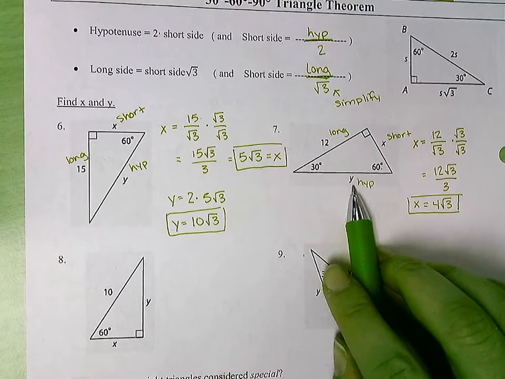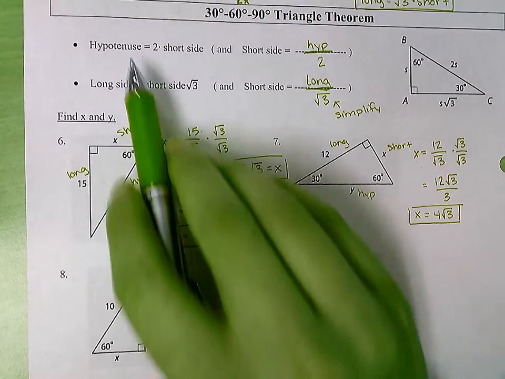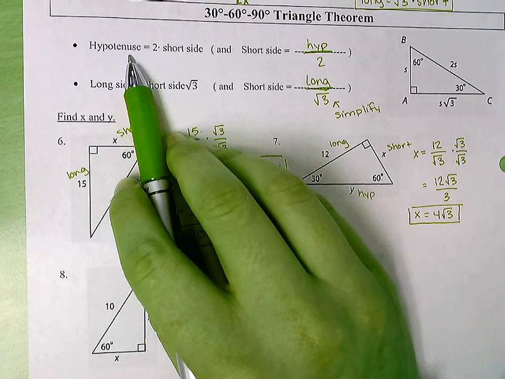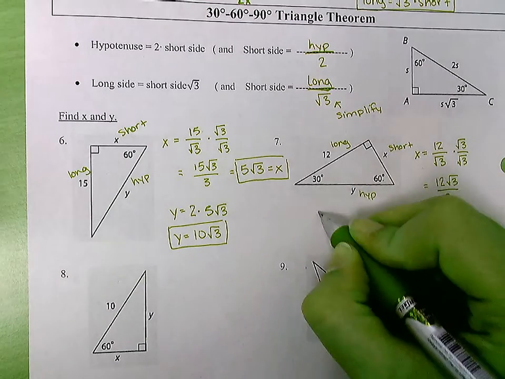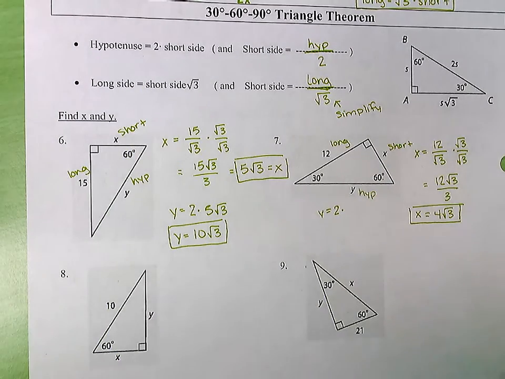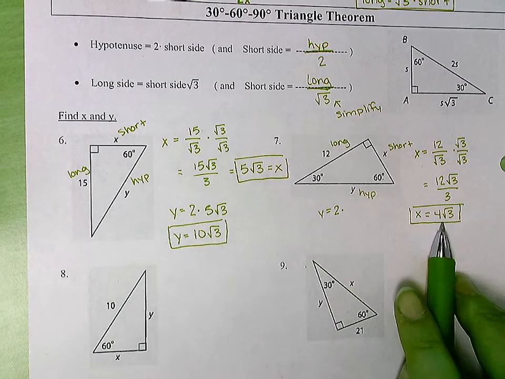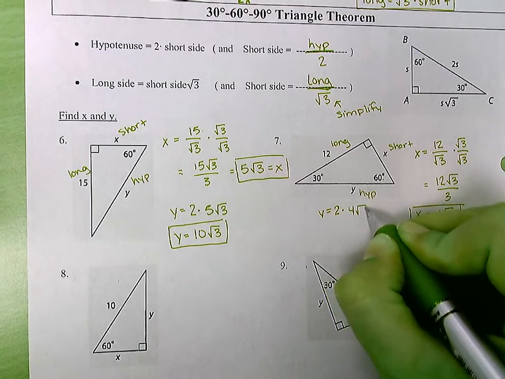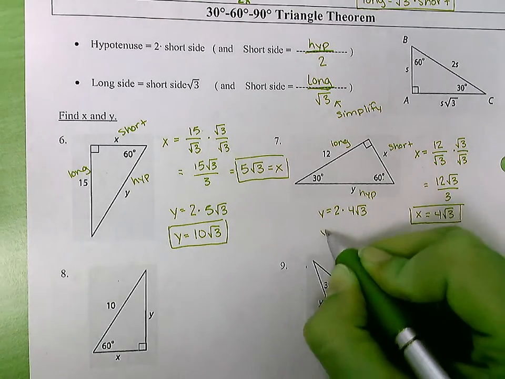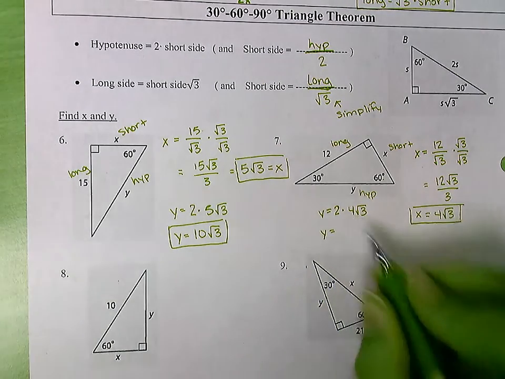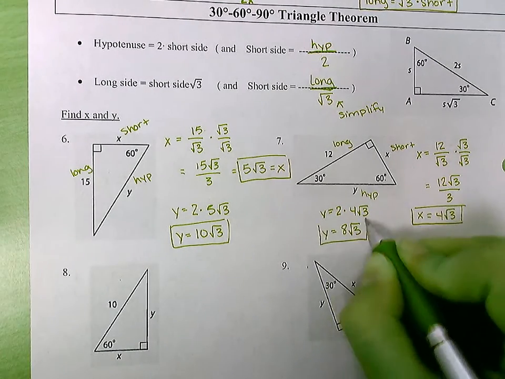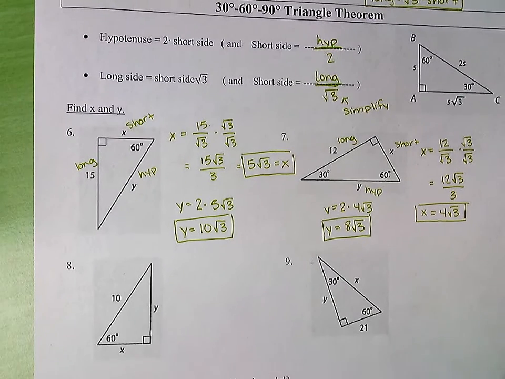For the hypotenuse, or y, we're going to use this equation here because we're looking for hypotenuse. So plugging in what we know, y is equal to 2 times our short side, which we just found is 4 times the square root of 3. I can multiply together 2 and 4. That'll be 8 square roots of 3, and that's your final answer there.